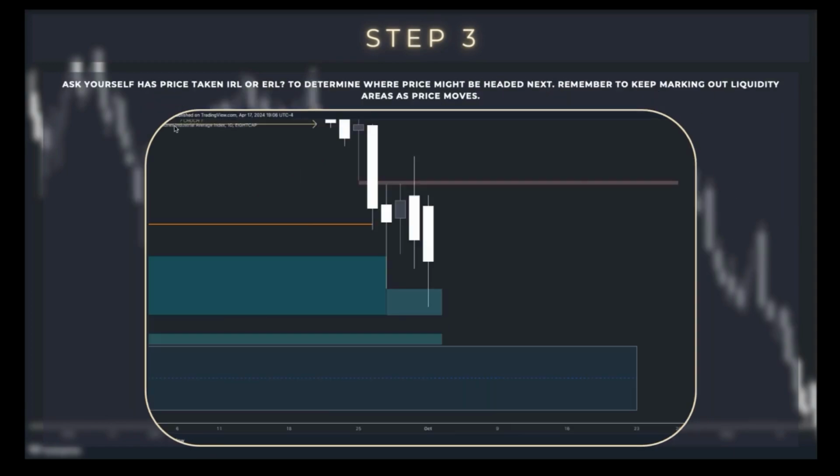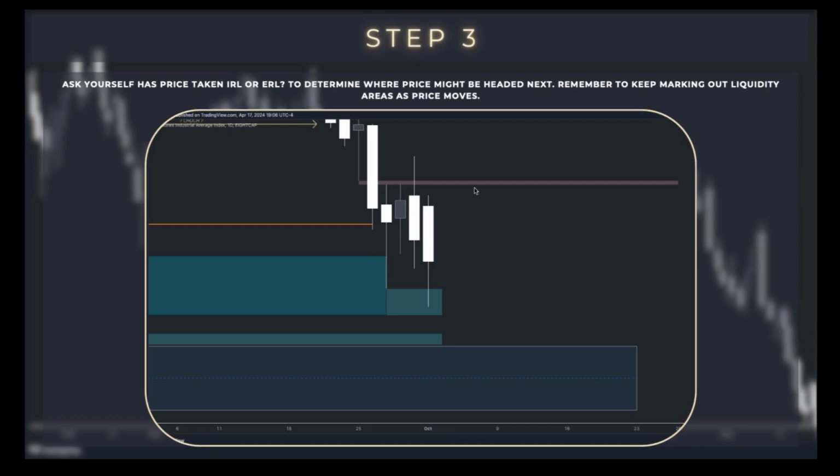so we can't miss that. Now, step 3, ask yourself, has price taken IRL or ERL to determine where price might be headed next? Remember to keep marking out liquidity areas as price moves. So as you can see, I fast forwarded 3 candles. Price had initially taken part of that fair value gap, and then what did it do? Ended up getting some bullish momentum.